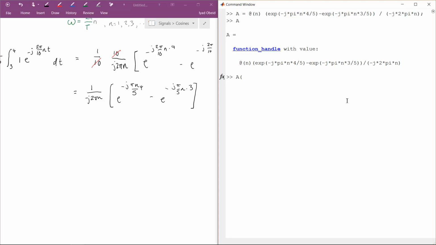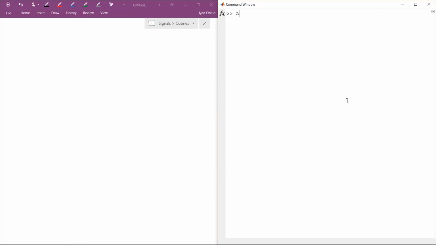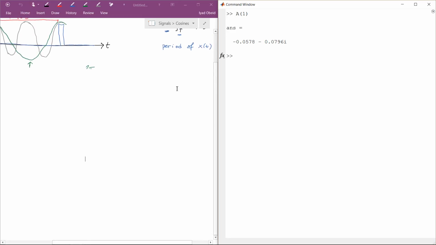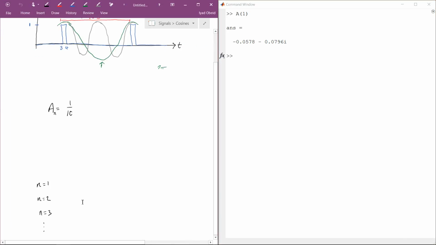So now I can say, what is a of 1? What is a of 2? And so on. Let's start with a of 1. That gives me an answer in rectangular form, which is not of very much use to me. So instead, let's have it give me the absolute value of a of 1, which is 0.0984. That number should look familiar. I think we had it in the last video.